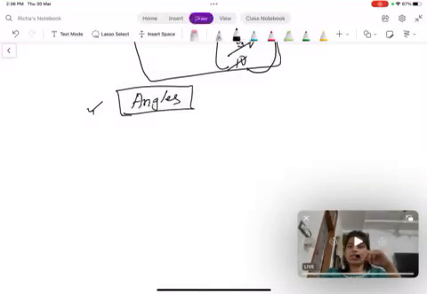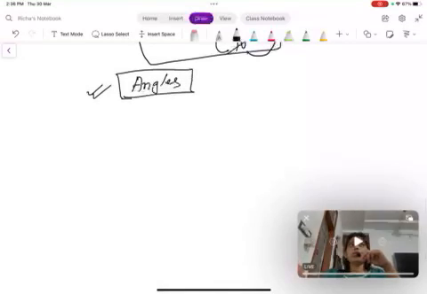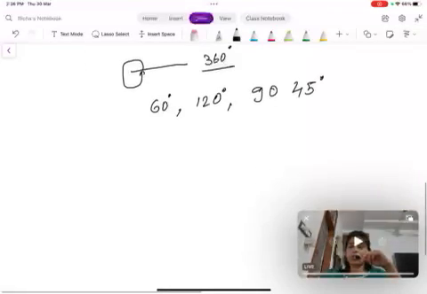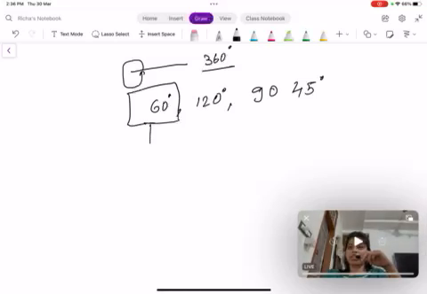Moving forward, now we know the origin of angles. Then the next obvious question is, how do we construct various angles? We know the full angle: one complete angle is 360 degrees. This is obvious. What about the rest of the angles? What if we want to construct 60 degrees or 120 degrees, or 90 degrees, 45 degrees? Let's first take 60 degrees.